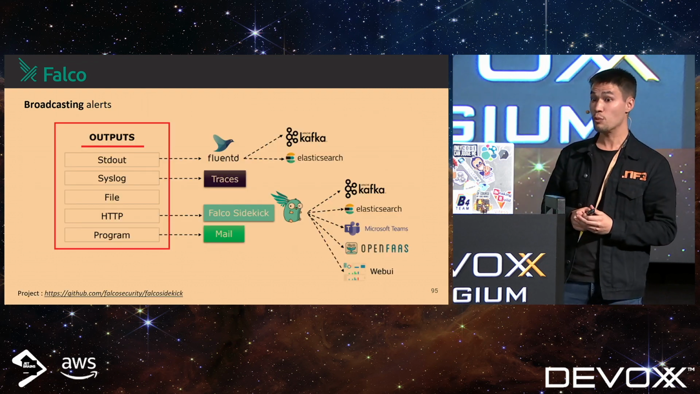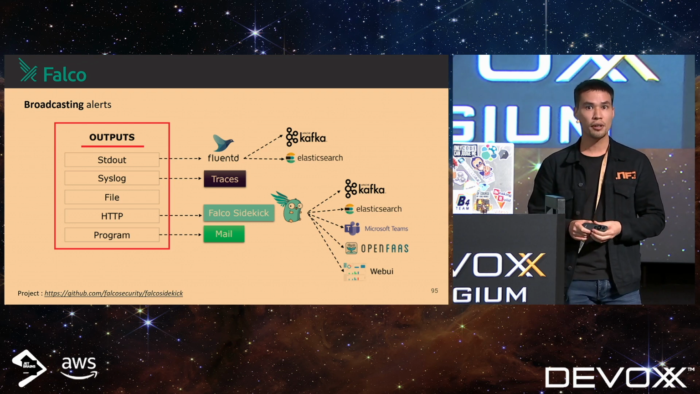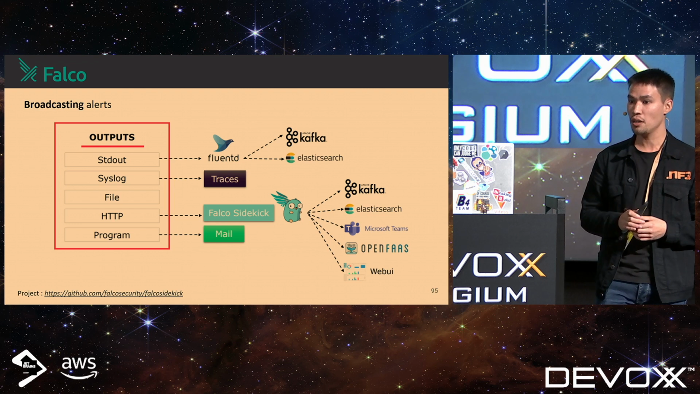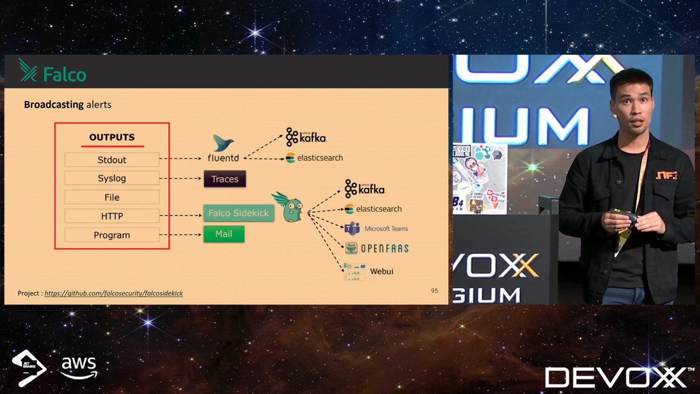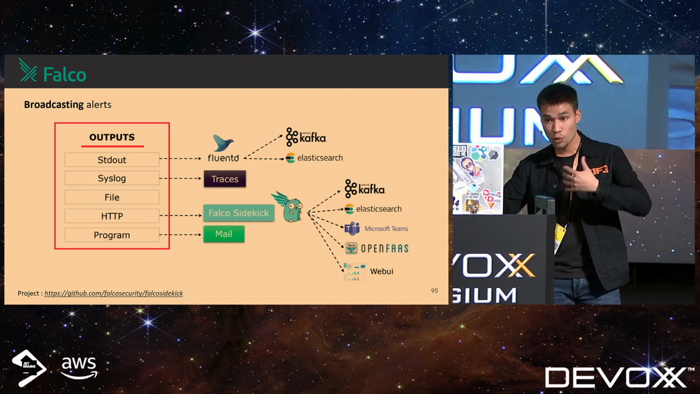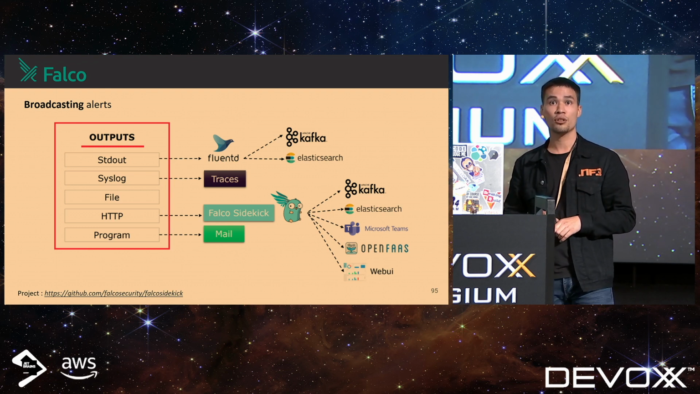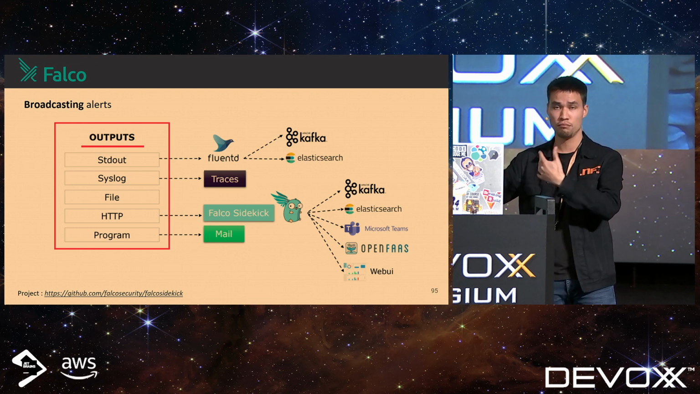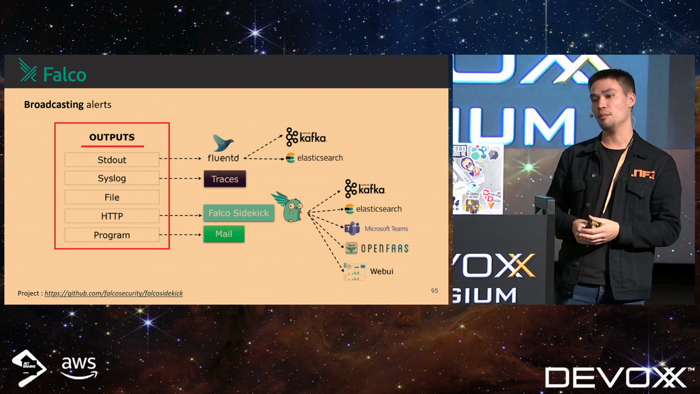Now that we have done that, we would like to broadcast alerts. It's cool to trigger alerts, but we would like to broadcast them. We can rely on your existing strategy. If you are already collecting logs on the stdout, you can keep doing that. We can maybe plug in Kafka or directly Elasticsearch on it. And basically, you already have the starting point to have a proper alerting system.